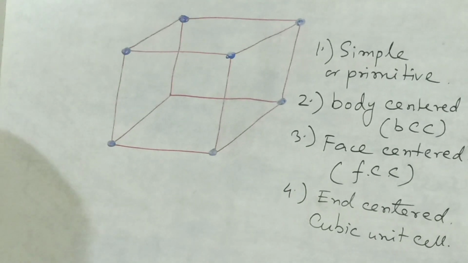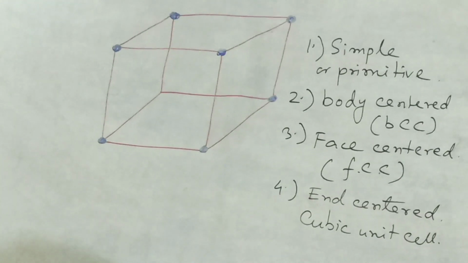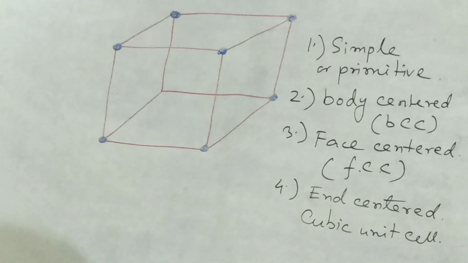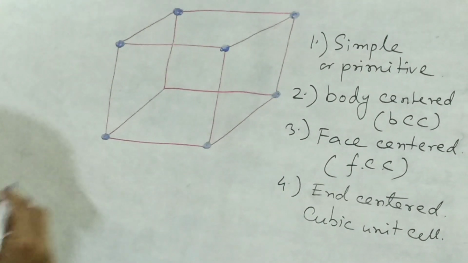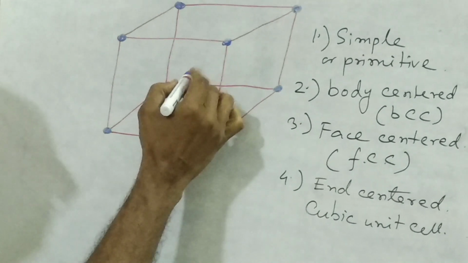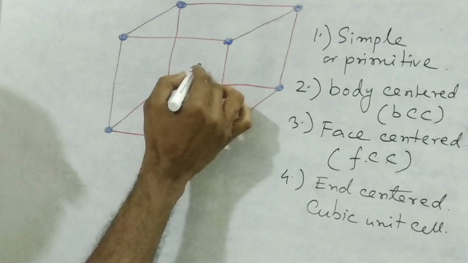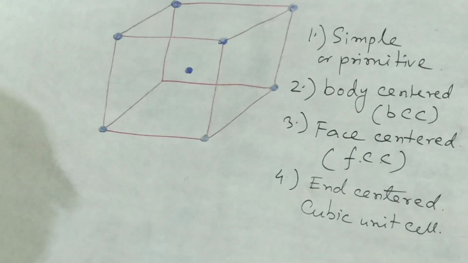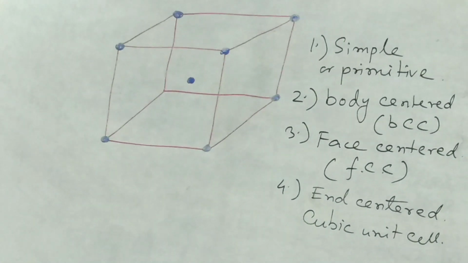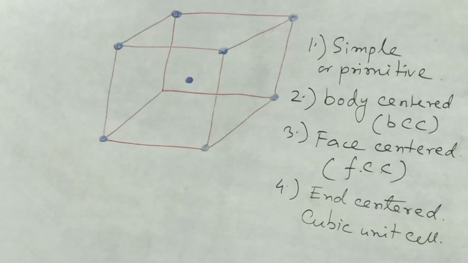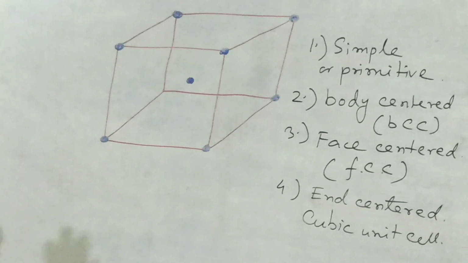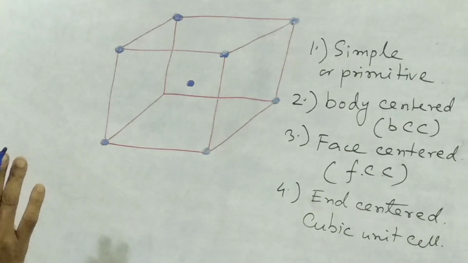Now, secondly, body-centered cubic unit cell. Along with the particles at the 8 corners, there is an additional particle on the body diagonal and inside the unit cell, in this body-centered cubic unit cell or BCC unit cell. This is the body-centered unit cell.